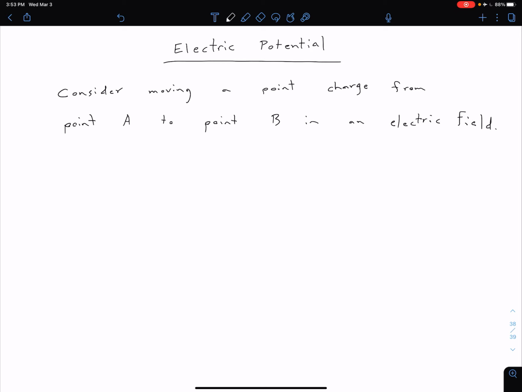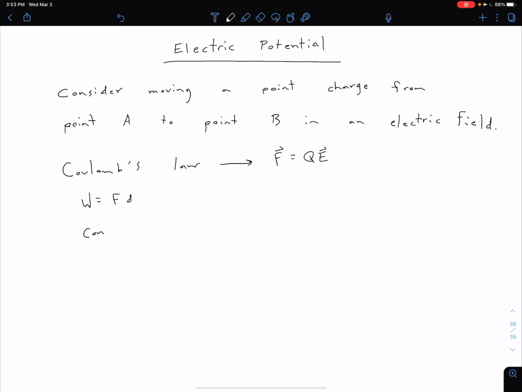So to start and introduce our electric potential, let's consider moving a point charge from point A to point B in an electric field. Let's start with our basic Coulomb's law definition. As we've seen previously from Coulomb's law, the force is equal to Q times the electric field. Throughout our explanations, unless we say otherwise, we're going to assume that this Q just represents some positive charge. If we go back to our basic physics definition, work is equal to force times distance. So in general, work equals force times distance.